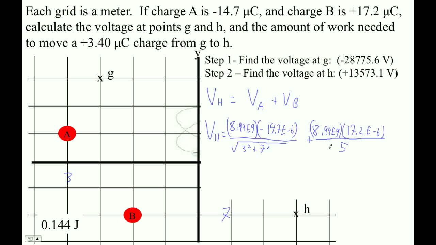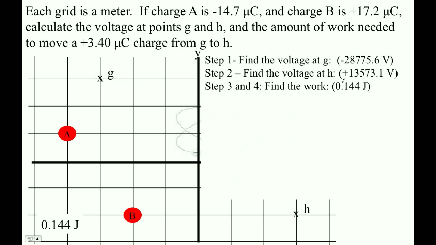Are we ready for this excellence? The answer is positive 13,573.1. I get 0.06 is what I get. So I'm willing to buy this answer, right? So that's step 2. You'd think you'd be done with the problem by now, right? Well, let's do steps 3 and 4, which is find the work done. To find the work done, we are going to find the change in voltage, which is the final voltage minus the initial voltage, right?